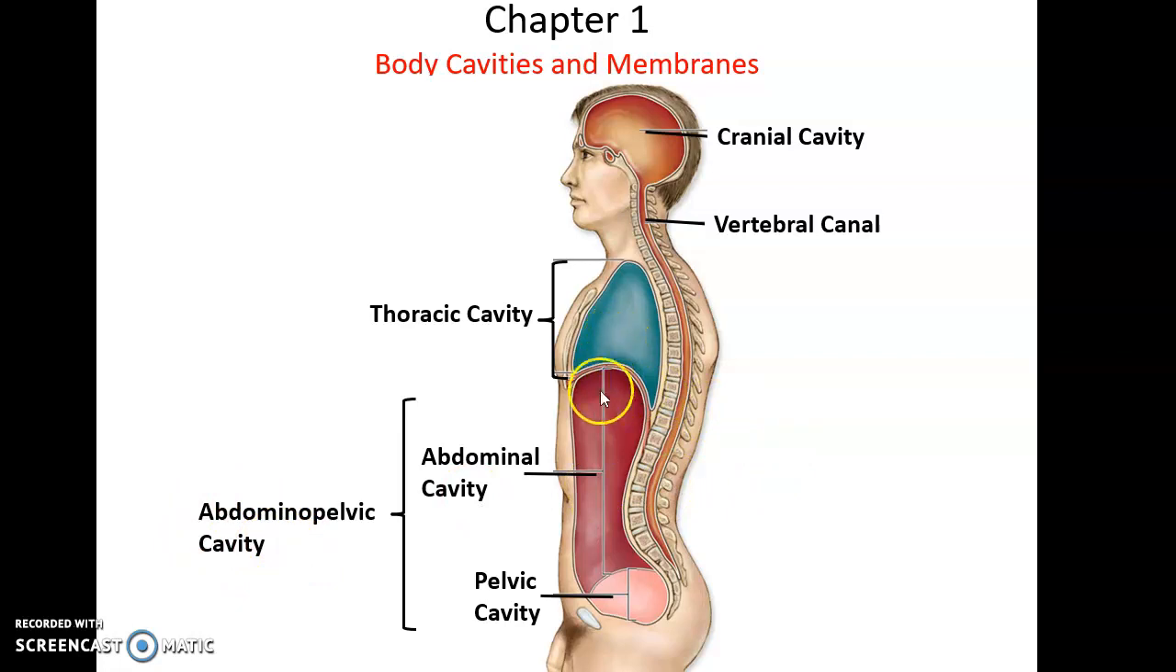Important to point out, the thoracic cavity is separated from the abdominal cavity by a sheet-like muscle called the diaphragm. So there is a physical structure separating the thoracic cavity from the abdominal cavity. However, there is no structure separating the abdominal cavity from the pelvic. It's just an imaginary line lying along the top of the hip bones.